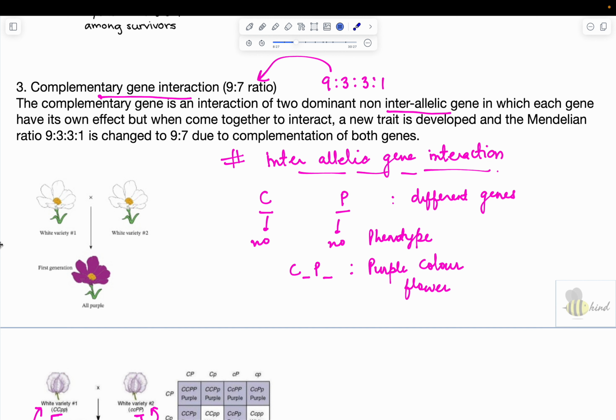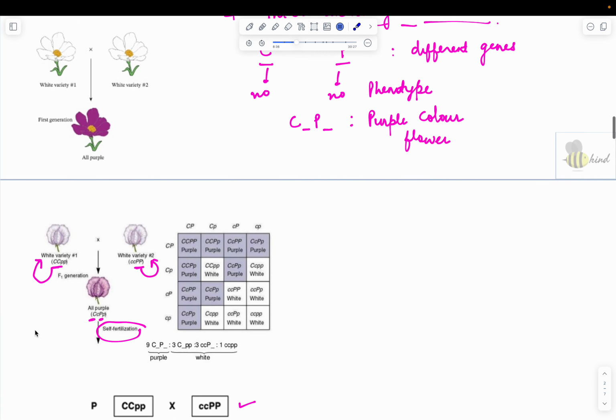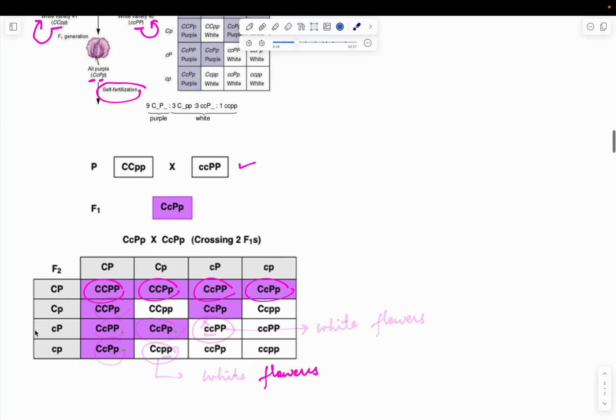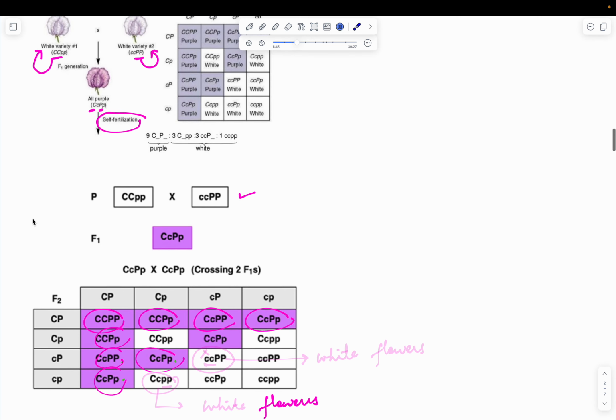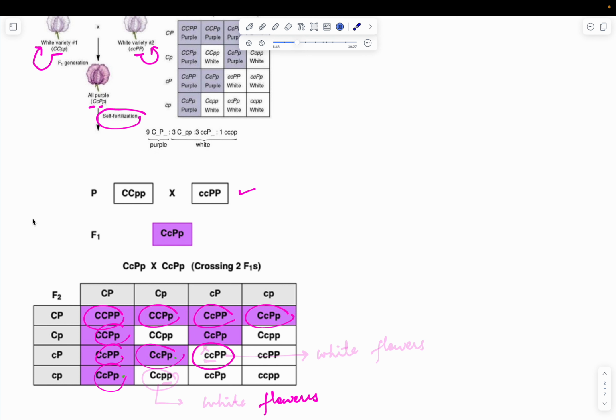Upon self-fertilization, it will produce all these possible offspring, right? In all the offspring where dominant C is with dominant P, it produces purple colored flowers. This offspring will have white flowers because there is no dominant C along with dominant P. Similarly, this one will also produce white flowers because there is no dominant P along with dominant C.